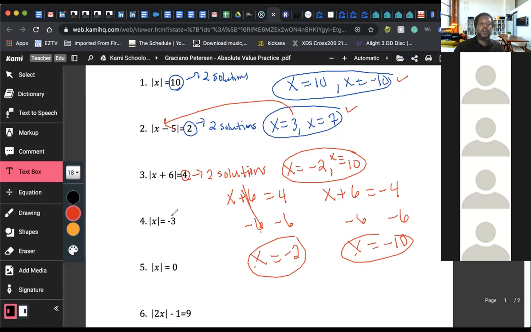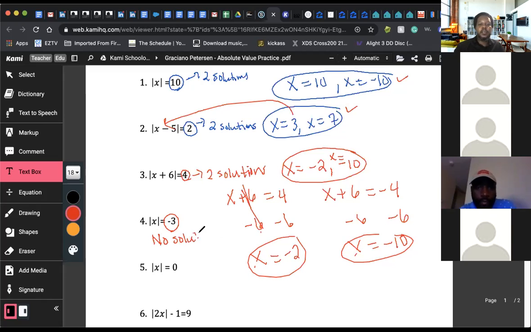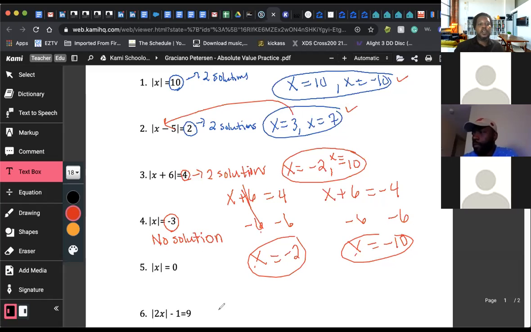In number 4, my answer is a -3. Whenever my absolute value is isolated, but my answer is negative, I have no solution. So I do not need to do any math. You just have to write no solution. So there's no solution for number 4.